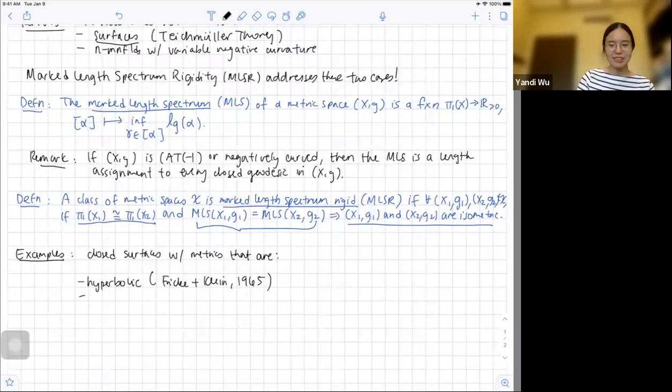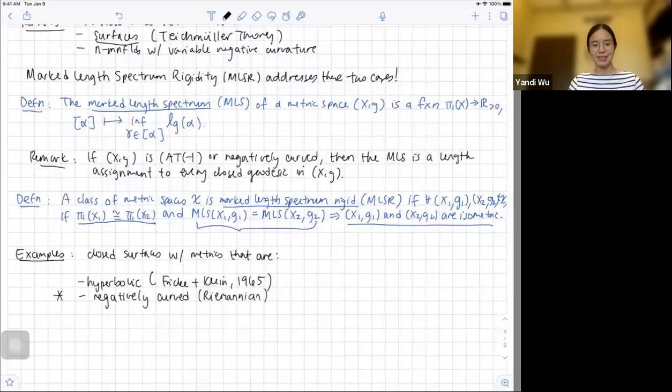Then generalizing a bit further, you can have variable negative curvature. I'm going to star this result because it's pretty well known. So negatively curved, and all my metrics are going to be Riemannian. I'm just going to put that in parentheses, but we're assuming Riemannianness from now on. So surfaces with negatively curved metrics are also marked length spectrum rigid. This was independently proven by Croke and Otal in 1990. Again, a really big result.